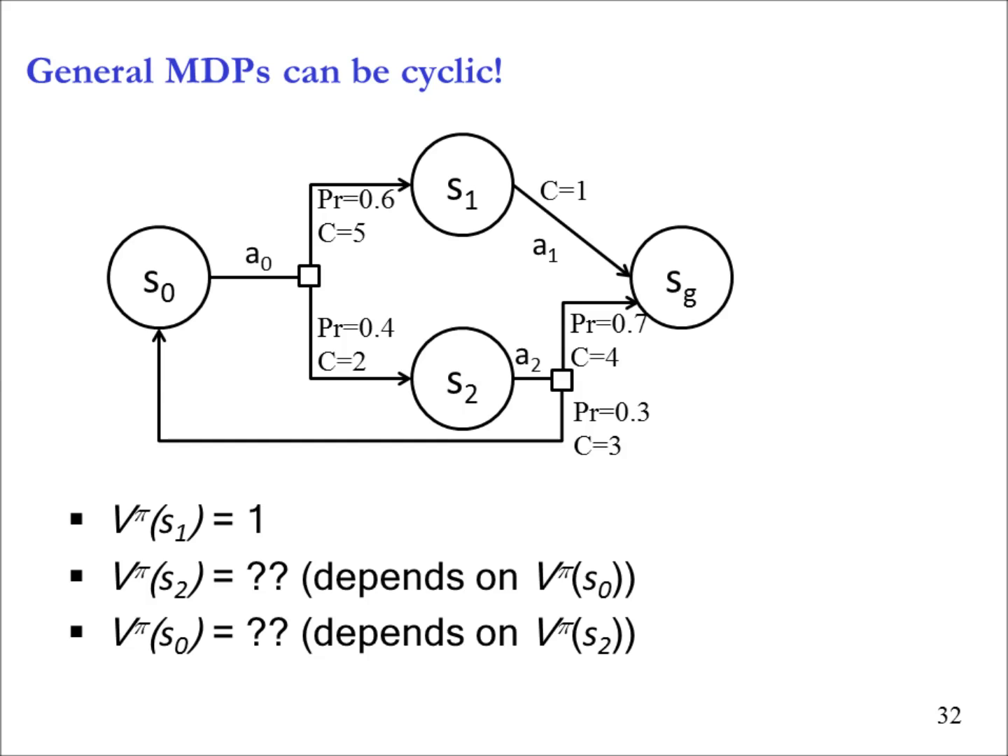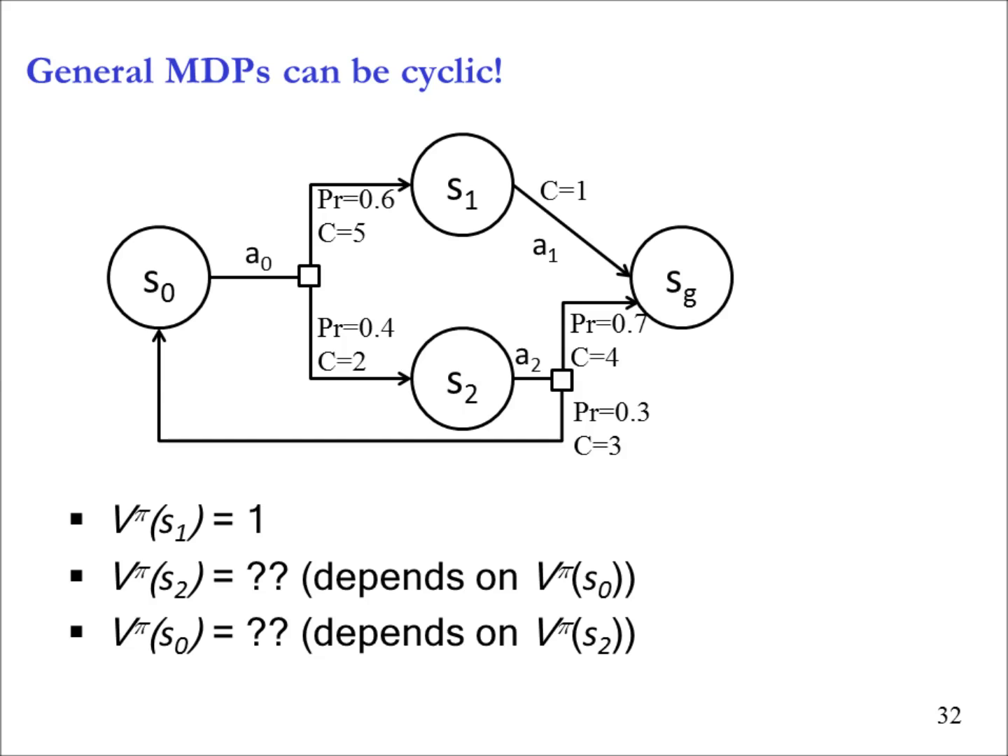So now the general problem is that the MDPs can be cyclic. We are still building the atomic agent, by the way. So how do we build this atomic agent? How do we evaluate this policy? So V pi of S1 is clear, that's one. What is not clear is V pi of S2 because it depends on value of S0. And what is not clear is V pi of S0 because it depends on value of S2. So there is a mutual give and take in these values, and so we have to sum up these series together. How do we do that?